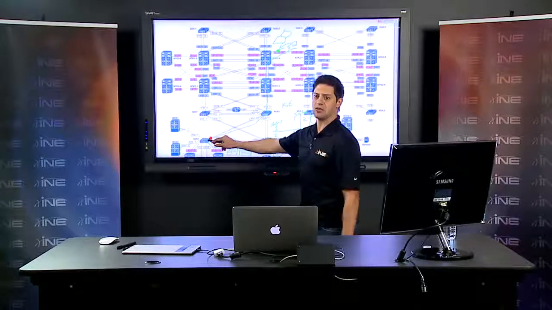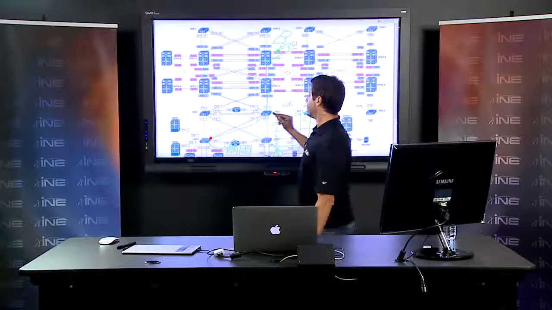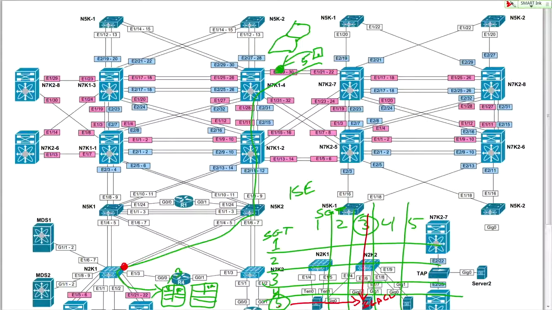Now, really, this N2K, this FEX, is really nothing more than a line card off of either the 5K or the 7K.